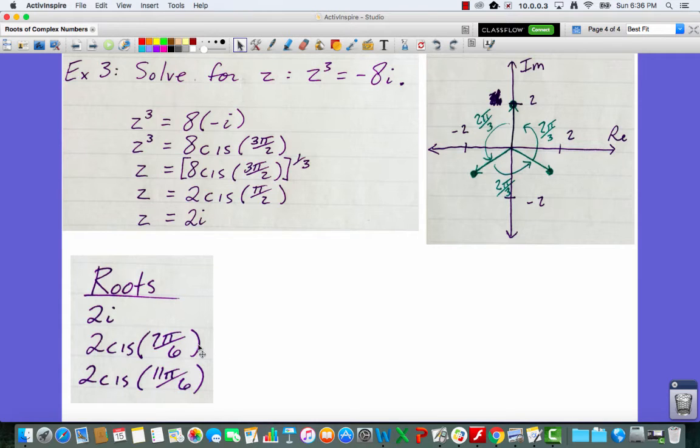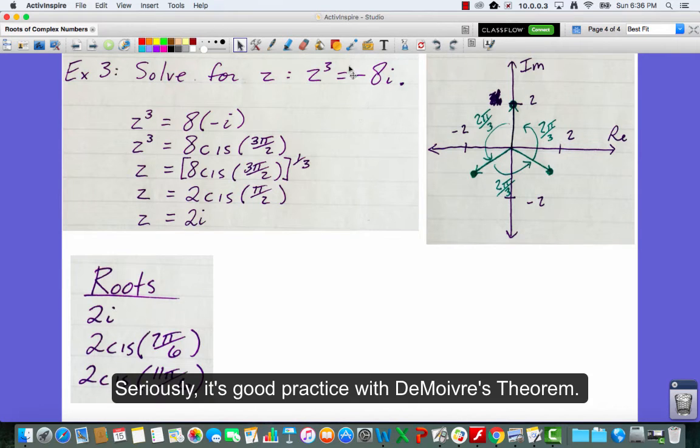Now, pause the video, put these in for z, each individually, cube them, and using de Moivre's theorem, show that we end up getting negative 8i.